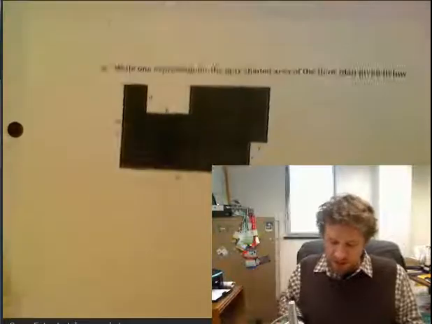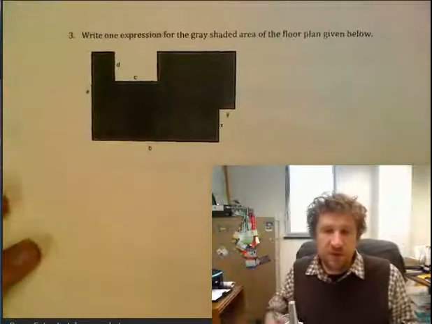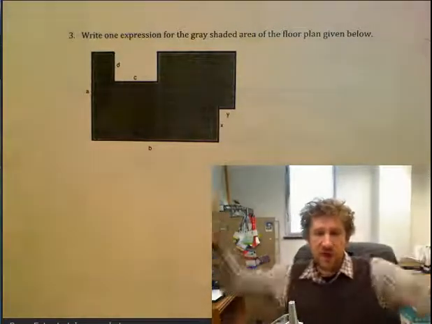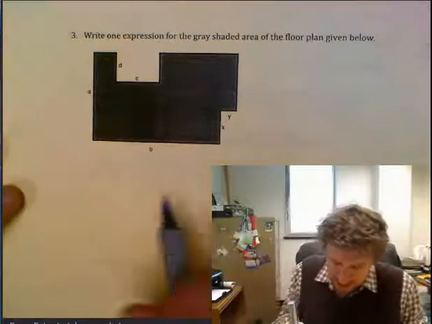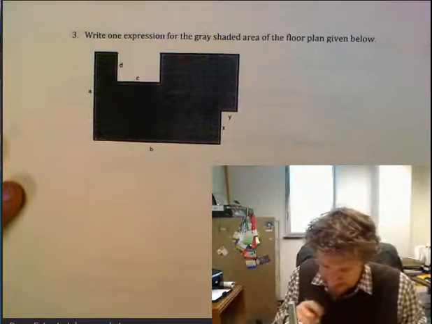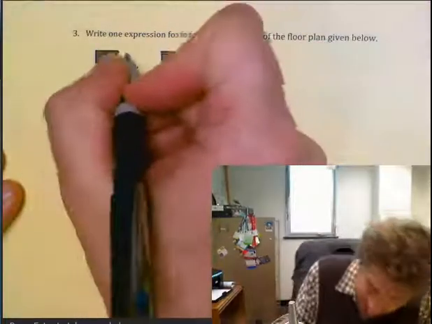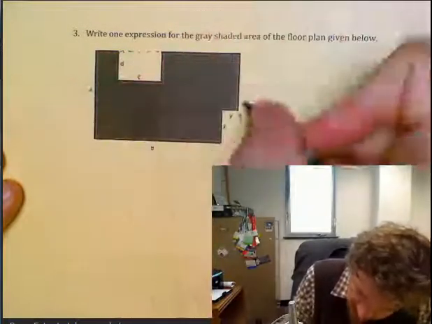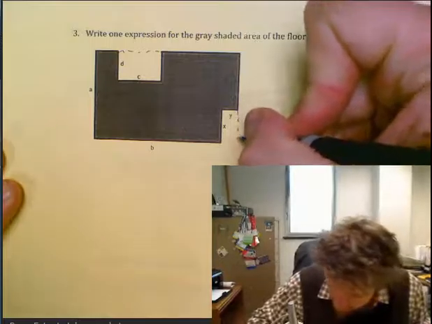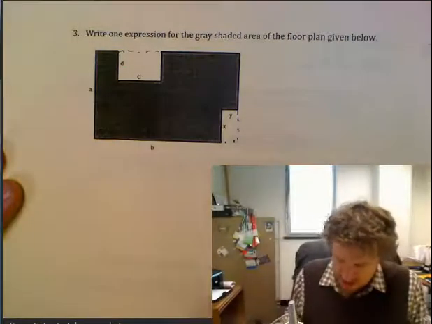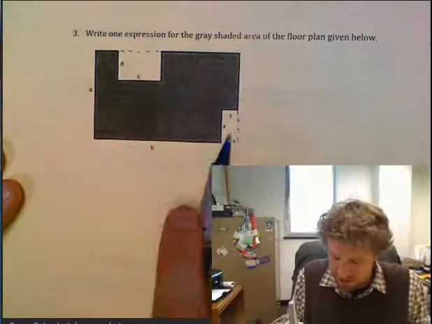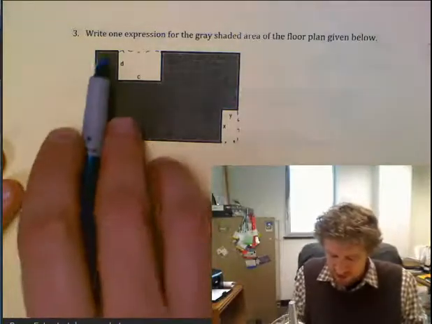Okay, so now let's take a look at the other side. We want to write an expression for the gray shaded area of the floor plan. Now, I think the easiest way to do this is to do it by subtraction. So we'll figure out the area of this whole big rectangle, and then we'll subtract out this piece and subtract out this piece.